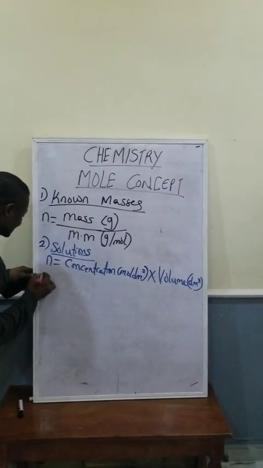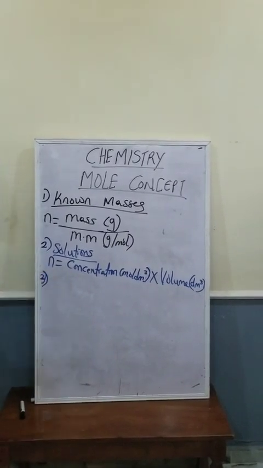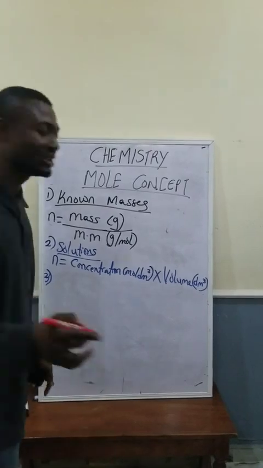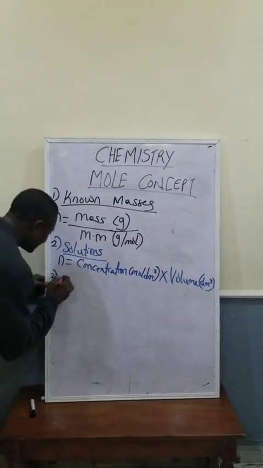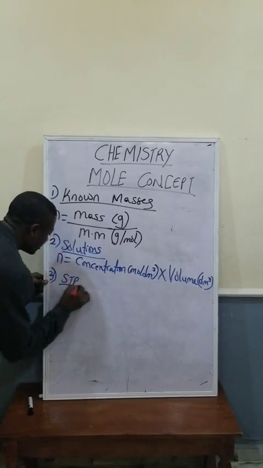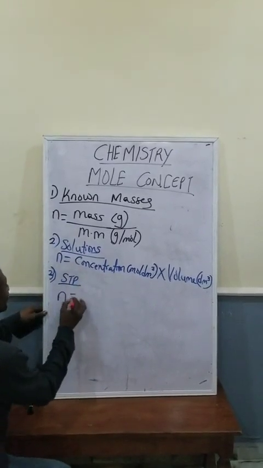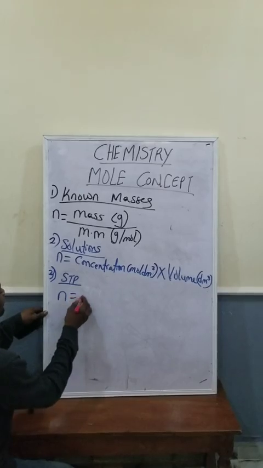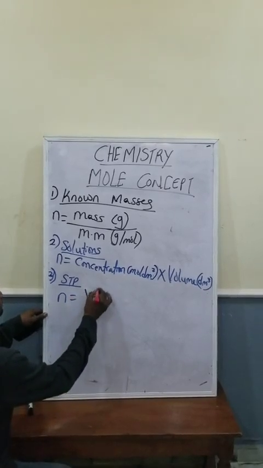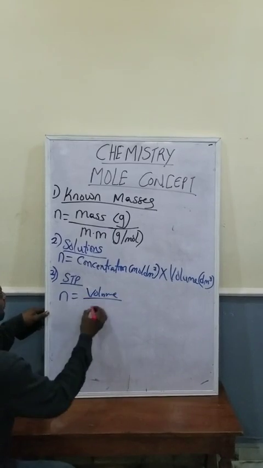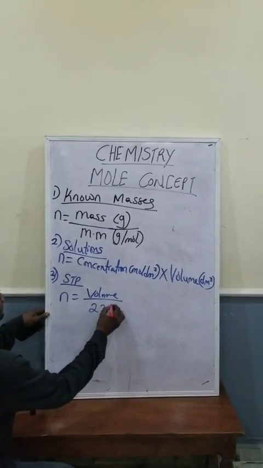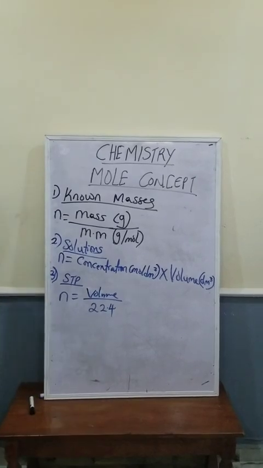Now, third one, when at STP, which simply means standard temperature and pressure, you can say at STP, mole is equal to volume over 22.4, which is your GMV.